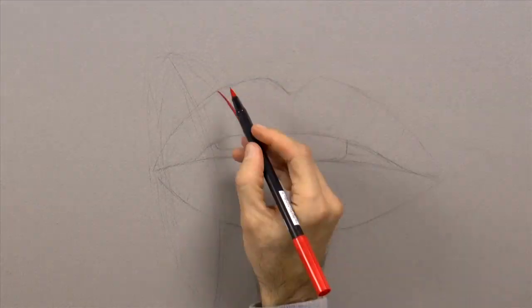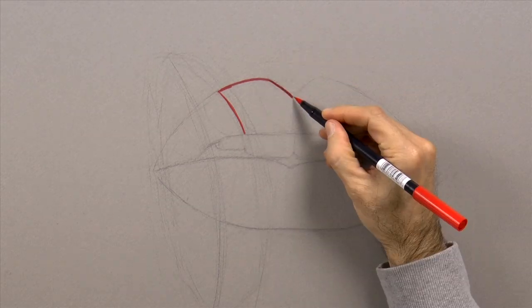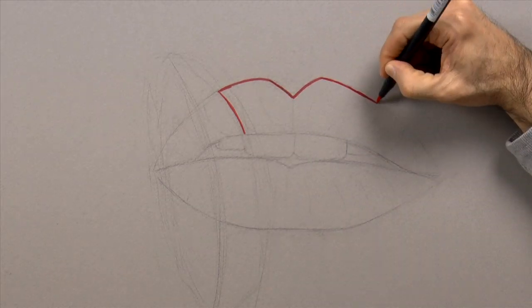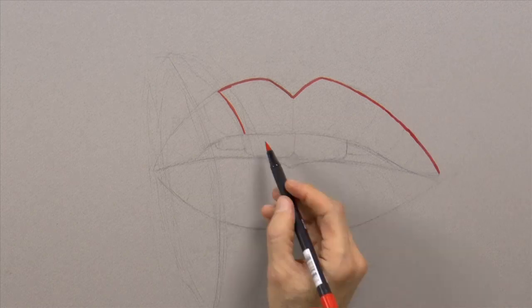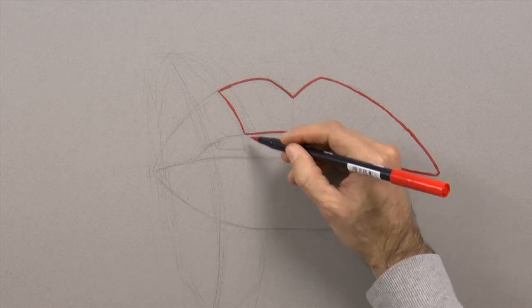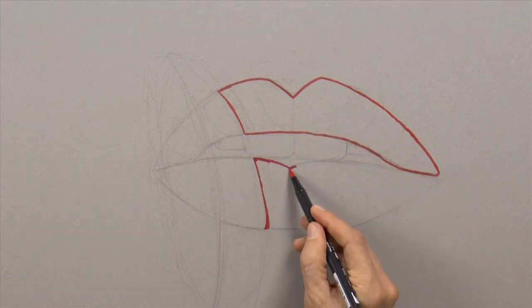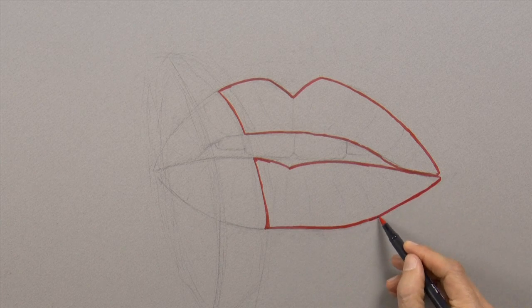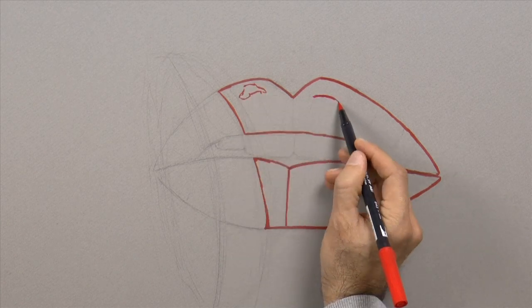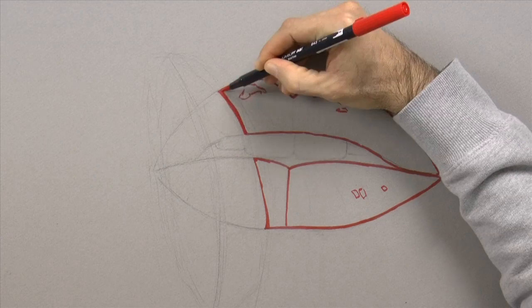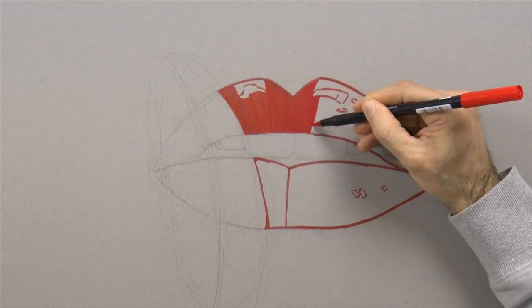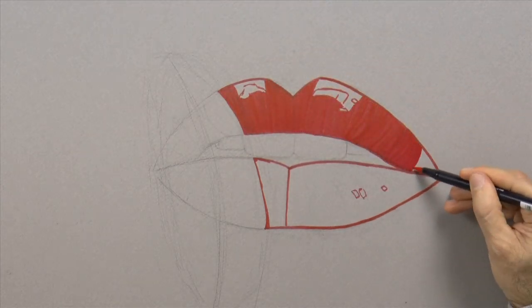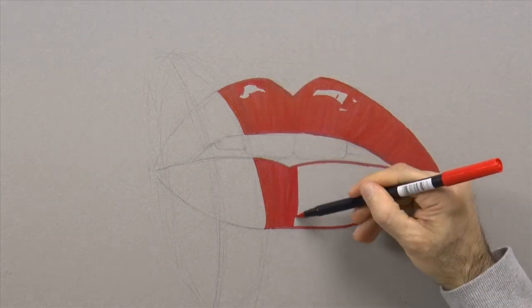Now with a red marker, let's outline the lips. Good, we will leave some reflections here. And let's fill it in. More or less, try to follow their shape.